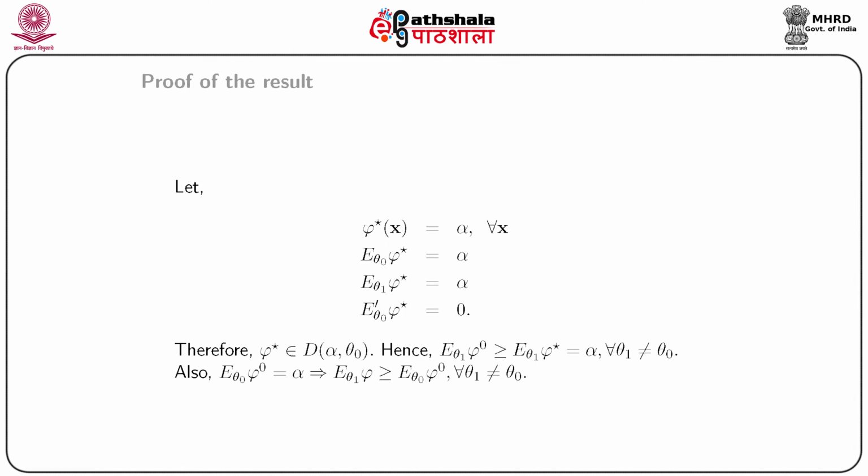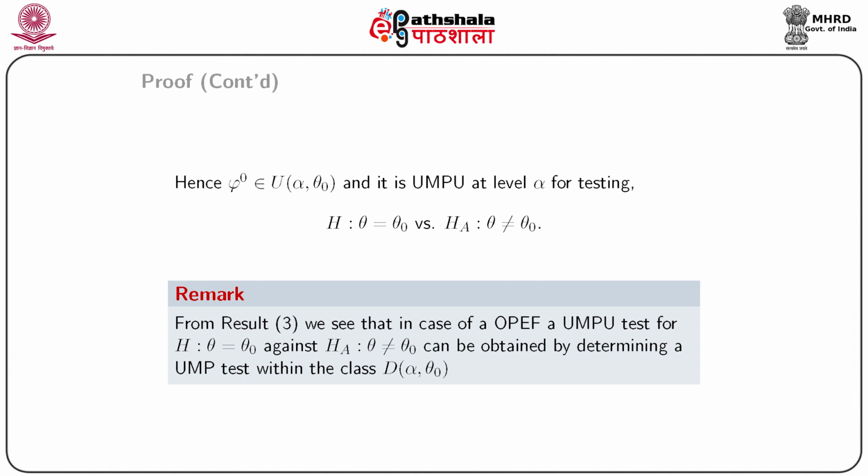Also, the expectation of psi naught under theta naught equals alpha implies the expectation of psi naught under theta 1 is greater than or equal to the expectation of psi naught under theta naught for all theta 1 not equal to theta naught, and hence psi naught belongs to the set U alpha comma theta naught, and it is UMPU at level alpha for testing H colon theta equals theta naught against HA colon theta not equal to theta naught.